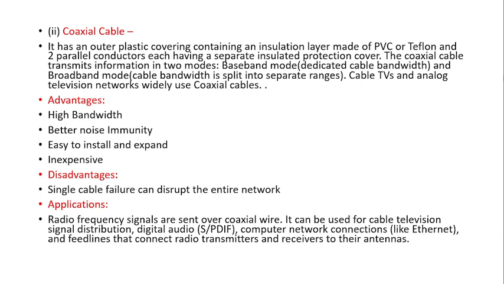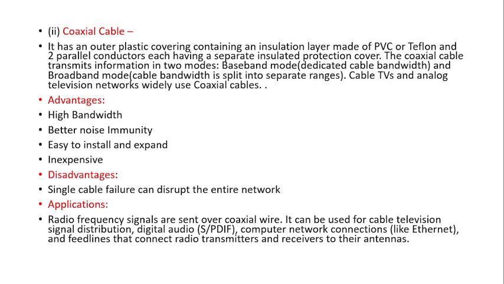So this coaxial cable contains an outer plastic covering, that is the insulation, which is made up of PVC or Teflon, and which contains two parallel conductors, each having a separate insulator protection cover. This coaxial cable transmits the information in two modes. One is known as baseband mode and the other is known as broadband mode.